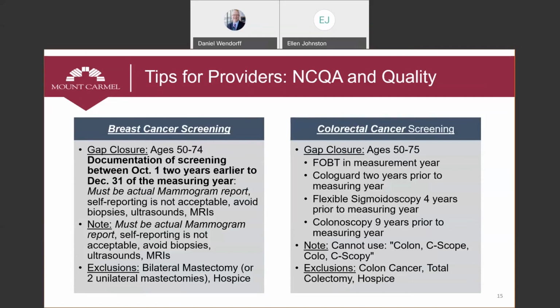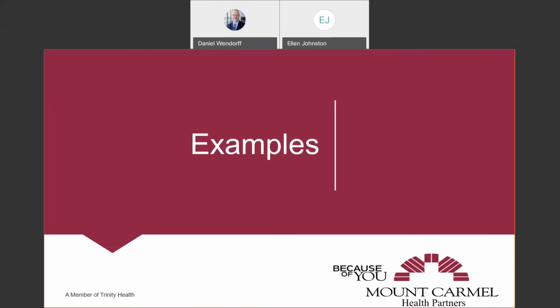We've compiled a few coding examples to demonstrate good documentation and coding principles. I'm going to turn it back over to Erin to discuss those examples.